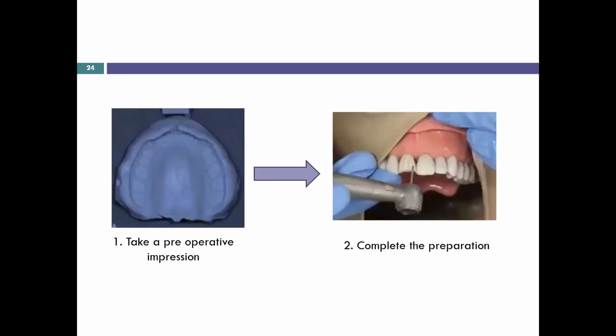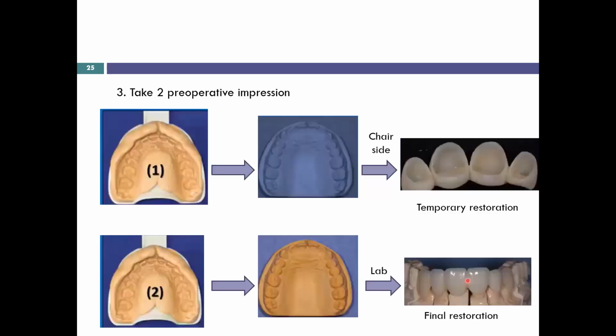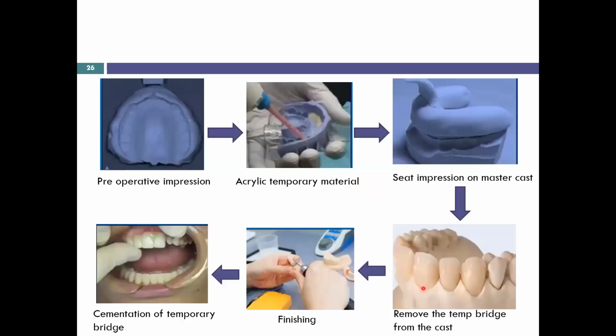Take a preoperative impression. Now the FPD is being prepared, the preparation has been done. We have got two impressions. One impression we are going to send to the lab for the fabrication of the FPD, and the other impression we will keep for ourselves to make the temporary crowns. So the first one was the chair side temporary crown, and the second one has been sent to the lab for the fabrication of the FPD.